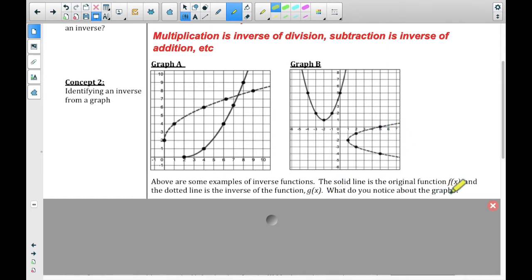It says the solid line is the original function f of x, and the dotted line is the inverse function, or g of x. So maybe we should label this. This one is your f of x function, and this is your g of x function. Same thing over here. And they say that the original is the f of x and the g of x is the inverse of that function. What do you notice about the graphs? Take a few seconds to look at these, pause the video, and write down some things that you notice about the graphs.